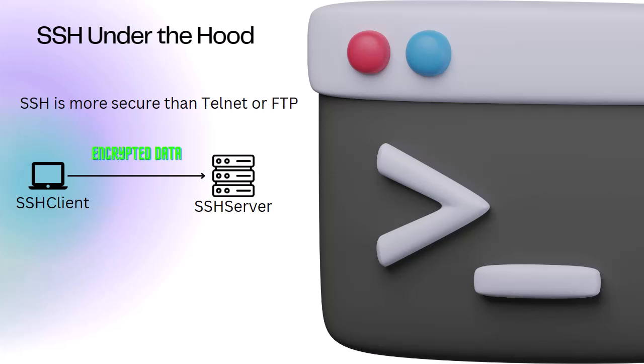SSH authenticates users based on their credentials. This typically includes a username and a password. The client sends these details to the server for verification. If the credentials match, access is granted. It's simple but still secure, thanks to the encryption SSH employs.